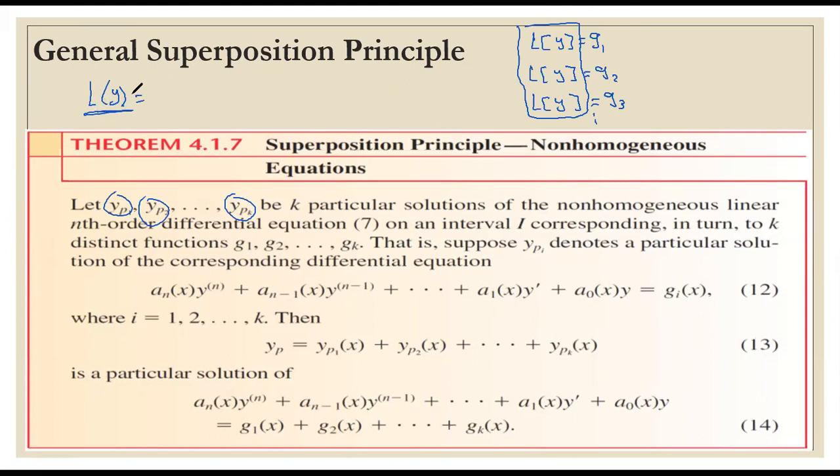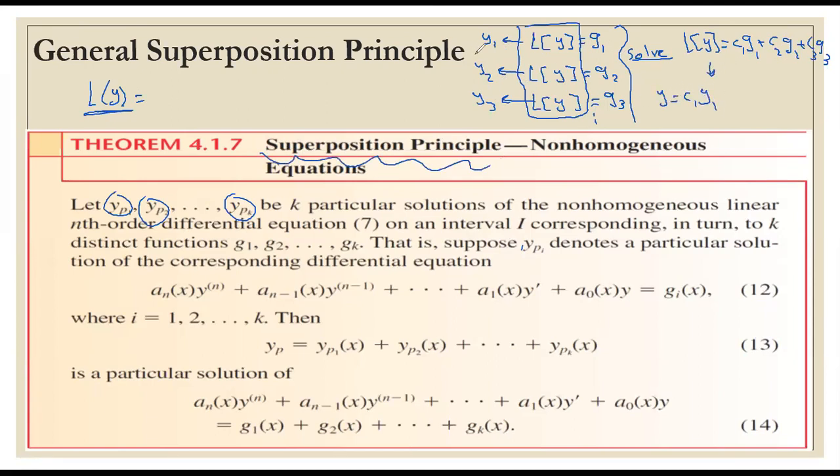Now I have all those differential equations, and I need to solve the following. This equation has a solution y1, this equation has a solution y2, this equation has a solution y3, and so on. I ask you to solve Ly, the same left-hand side, equals C1 G1 plus C2 G2 plus C3 G3, and so on. Depending on the superposition principle, the solution is y equals C1 y1 plus C2 y2 plus C3 y3, and so on.